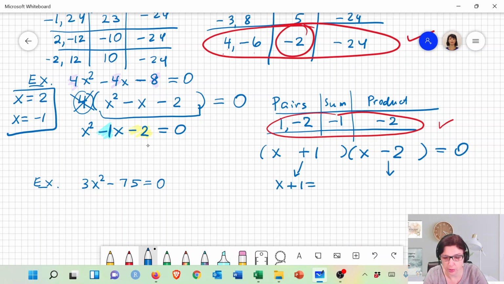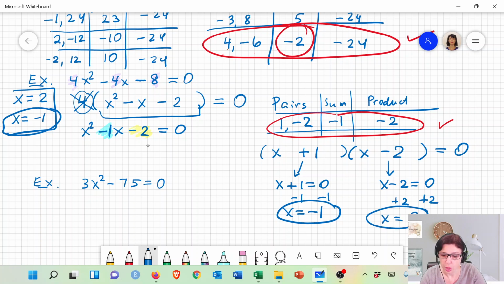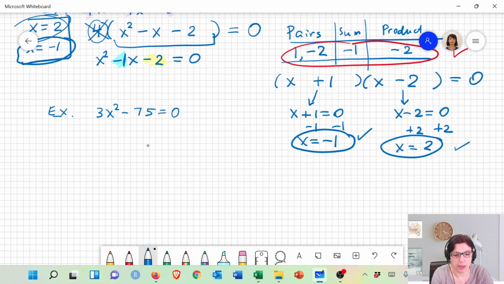x plus 1 equals 0 and x minus 2 equals 0. And you're supposed to solve each one. So here I would subtract 1 from both sides. That's how I get the -1, which by the way matches what the calculator gave me, and add 2 to both sides. That gives me 2, which also matches what the calculator gives me, so that problem is done. So looking at another problem here, 3x squared minus 75 equals 0.